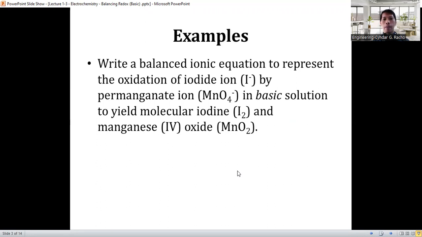Okay, let's take an example for us to fully appreciate these steps. Write a balanced ionic equation to represent the oxidation of iodide ion, I minus, by permanganate ion, MnO4 minus, in basic solution to yield molecular iodine, I2, and manganese oxide, MnO2. So notice, in basic solution.